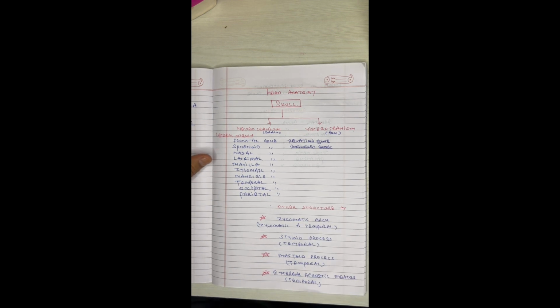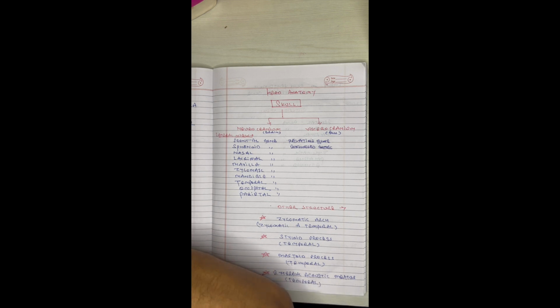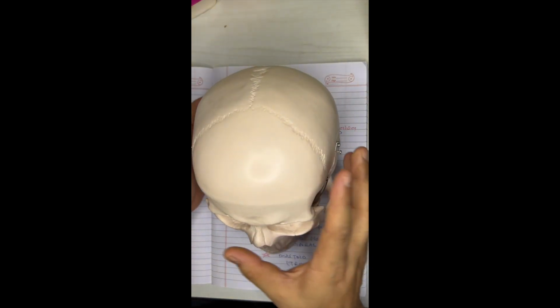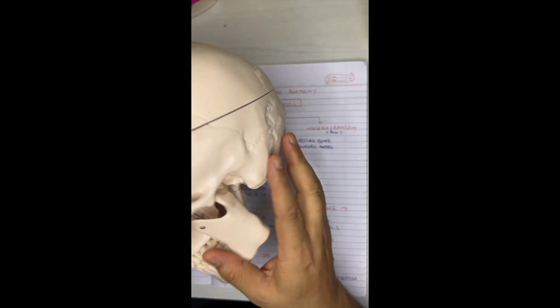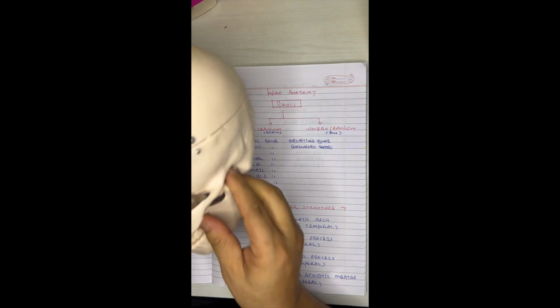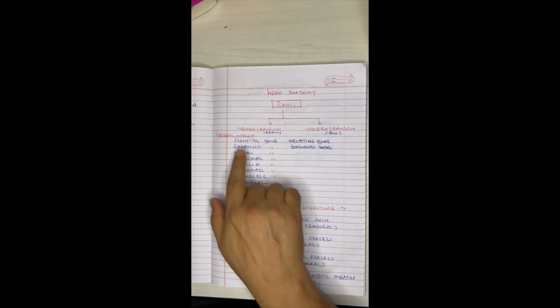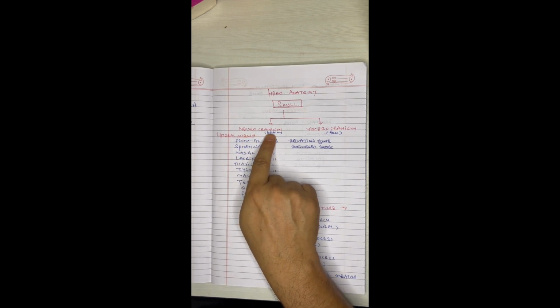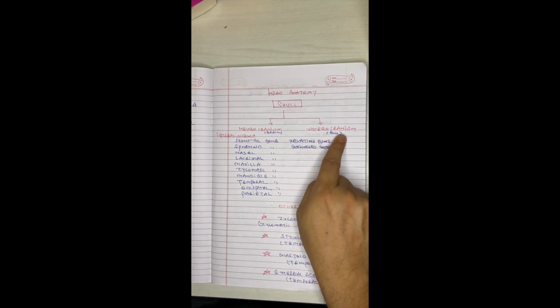So today we are going to understand about head anatomy. We can see this is the head, having multiple bones. We can divide the head into two parts. Number one, neurocranium. Number two, viscerocranium.